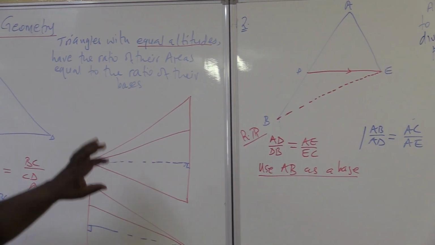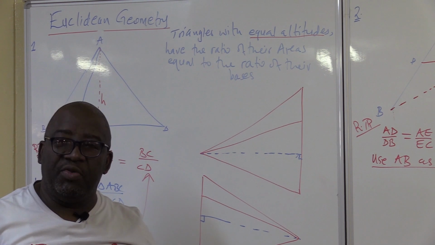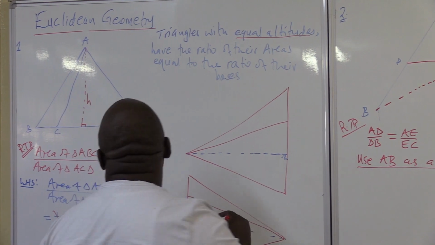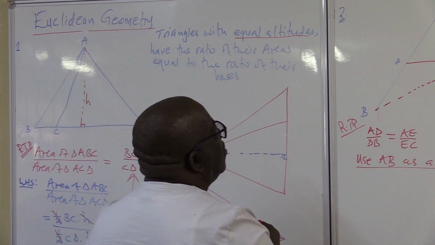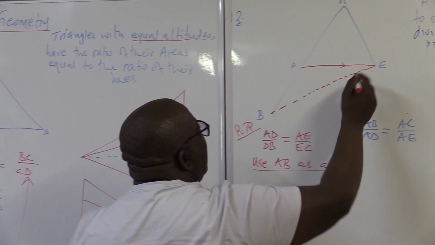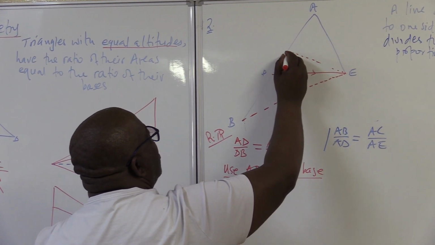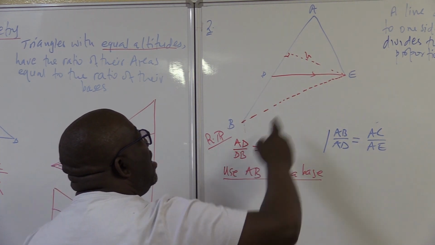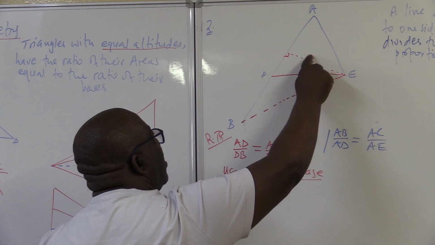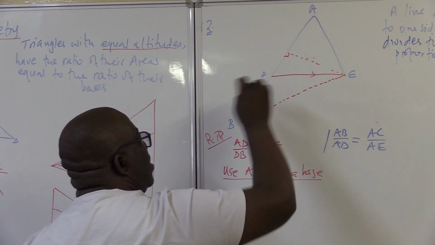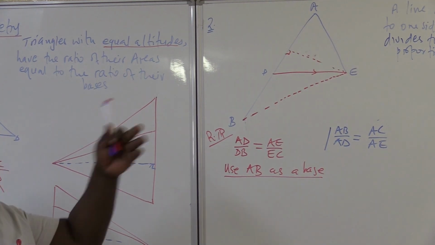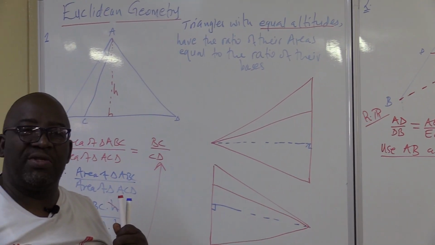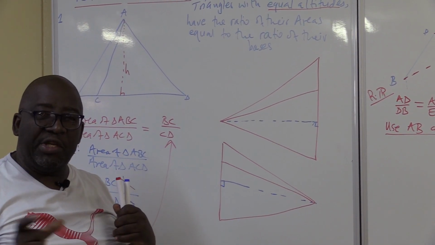Now, another problem. This theorem says triangles with equal altitudes. So it means that we need to create altitudes, perpendicular height. Remember, this is the base. The height will come here to the highest point. So if this is the base, this is the highest point, I will create my altitude. Let me call it H. This altitude is for this triangle and for this triangle. Now, both those triangles have got the same altitude. Now, I can use the theorem that says triangles with equal altitudes have the ratio of their areas equal to the ratio of their bases.